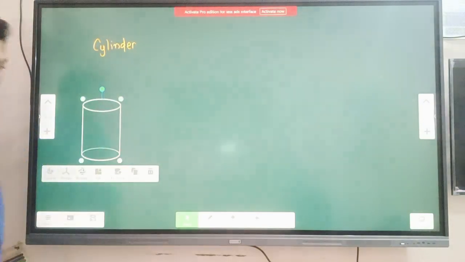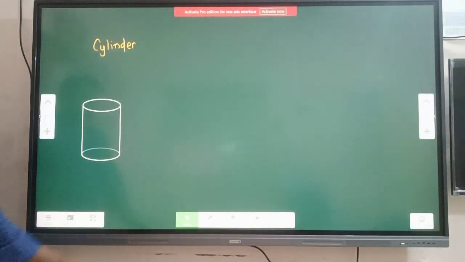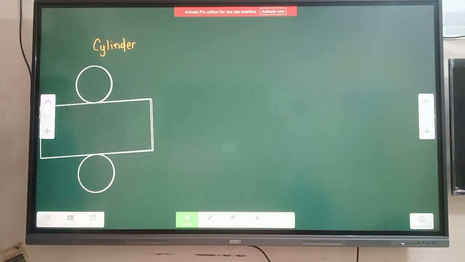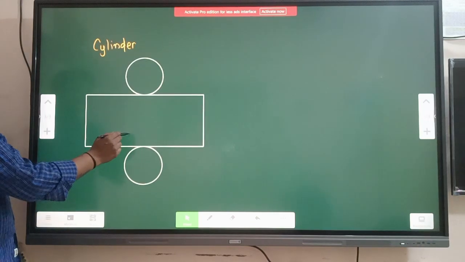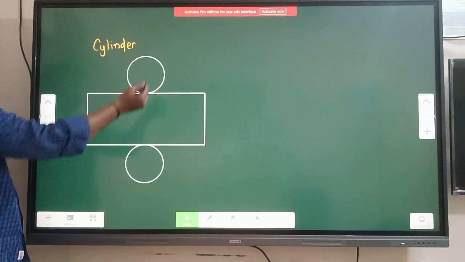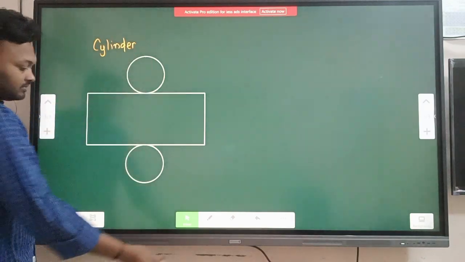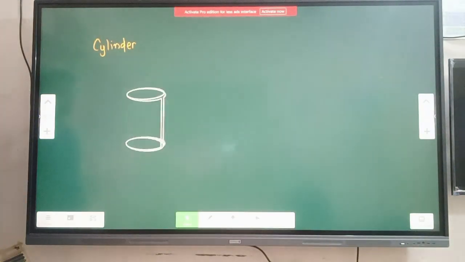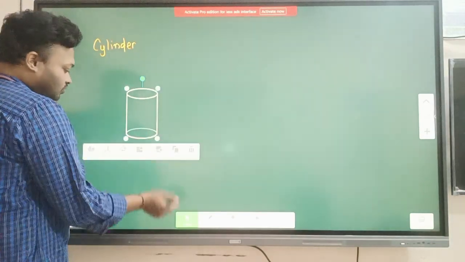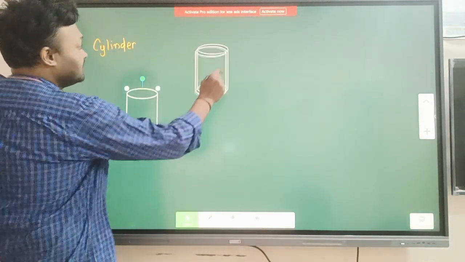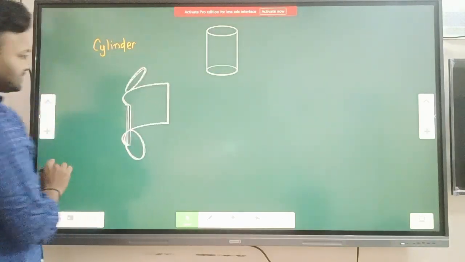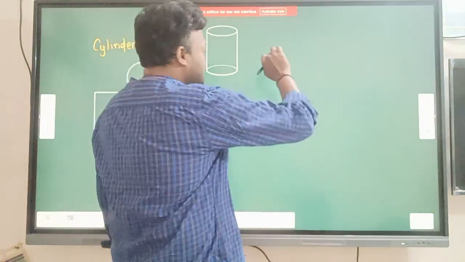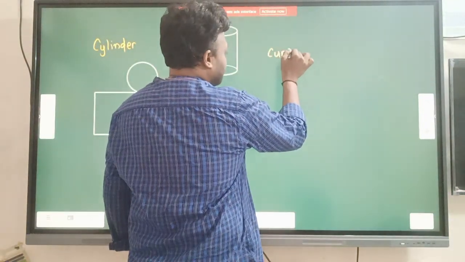So this is a cylinder, correct? Now I will show you what a cylinder exactly consists of. A cylinder simply consists of one rectangle and two circles at the top and bottom. Now, let us take one more diagram of this, and we will expand it so that it will be easy to understand. Again, instead of lateral, we take curved surface area.